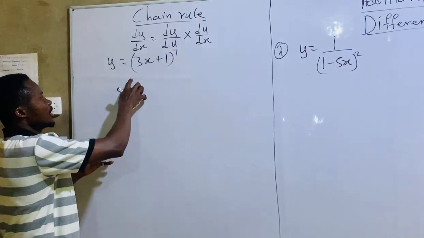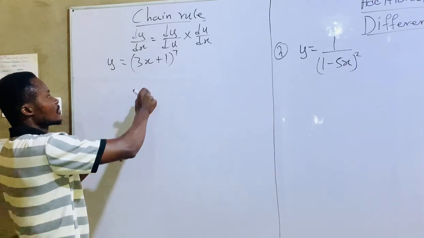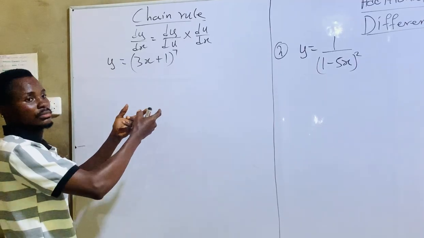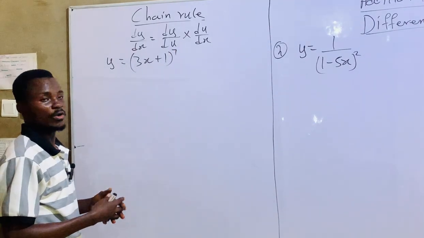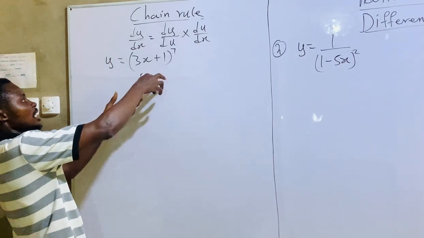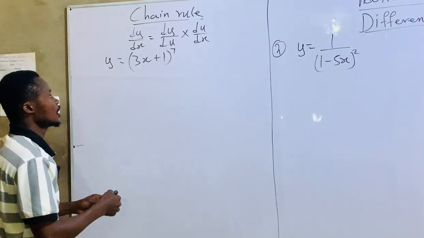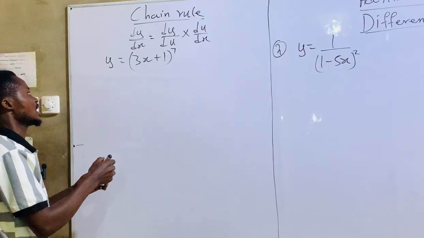When we pick the y function, it's equal to 3x plus 1 raised to the power 7. The 3x plus 1 is the u over there. So the u has exponent 7 over here. Then at the replacement of the u, we have the 3x plus 1 over there. So now let's get to the working and see how it is done.